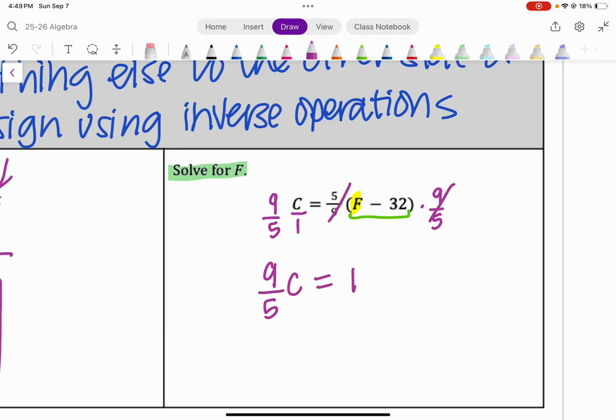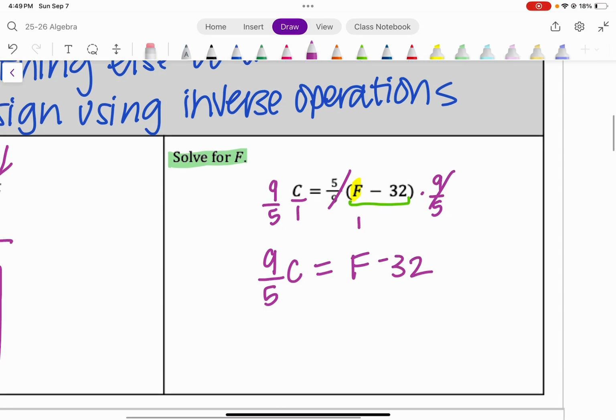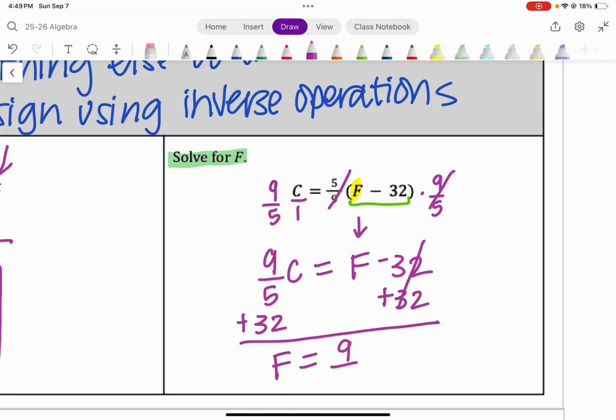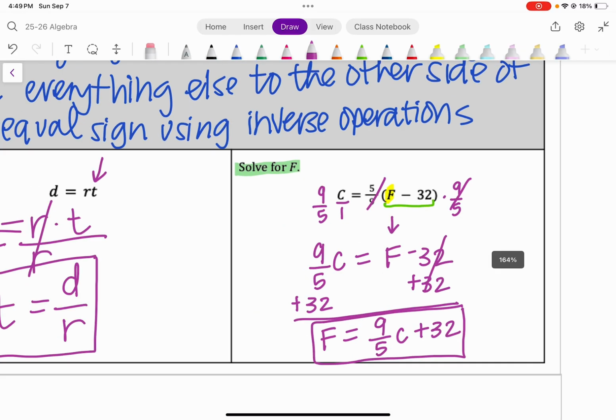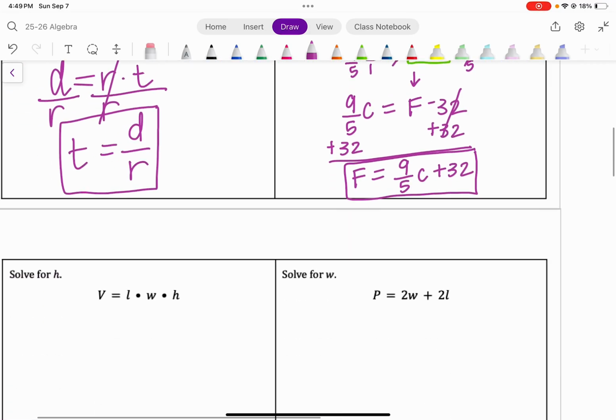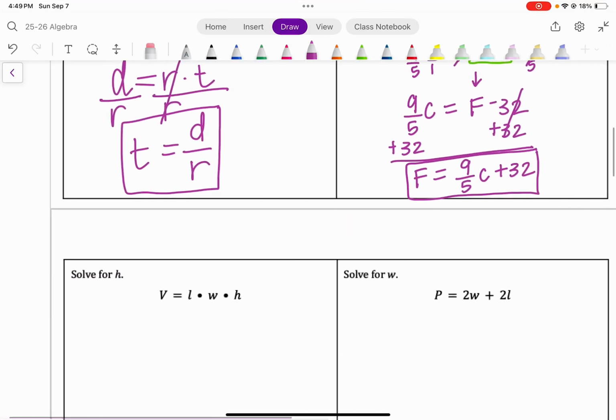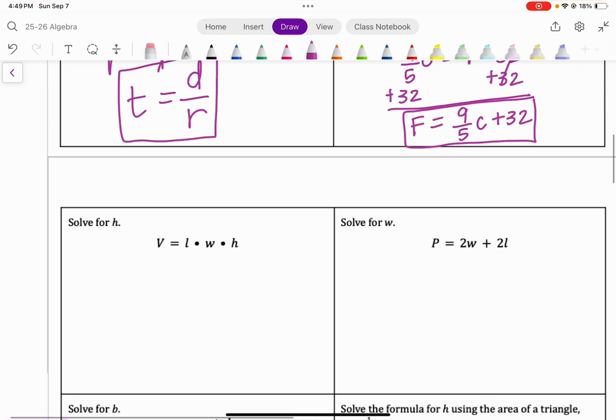equals F minus 32. And we want to get F alone. So we have to add 32 on each side. And that tells me that F equals 9/5 C plus 32. Now we're going to use these formulas down low. So make sure you make it really clear what that formula is when we isolate.